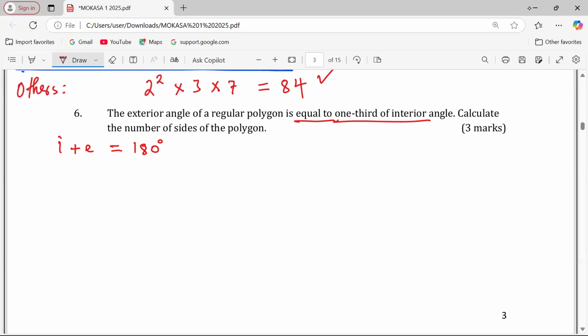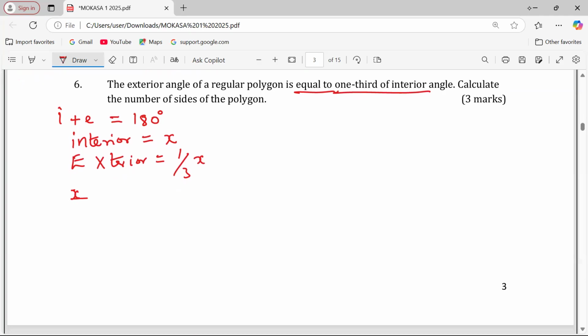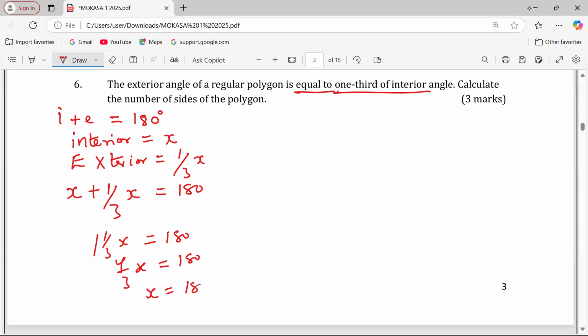of the interior. So if interior is let to be x, then exterior shall be 1/3 x. Then we are saying that now x plus 1/3 x should be 180. So that 4/3 x equals 180. So that x becomes 180 multiplied by 3/4.